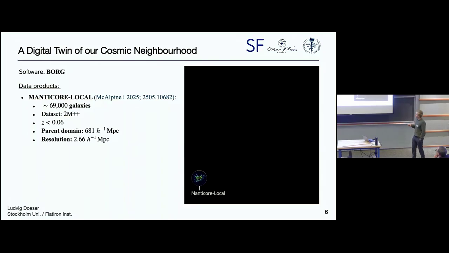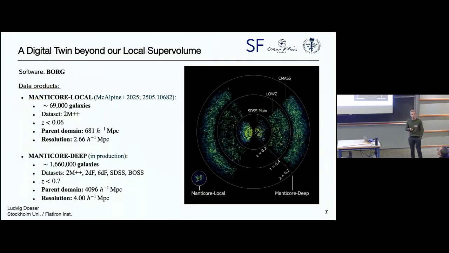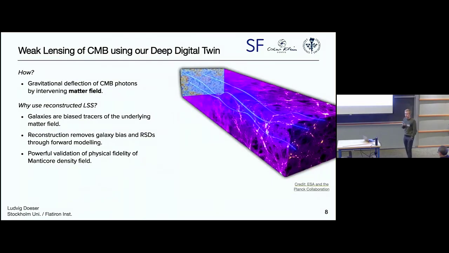So now you might also wonder why I put this Manticore Local dataset in the corner here. That's because I'm currently involved in the next phase of this project, which is the Manticore D project, where we basically scale this up now to roughly 1.66 million galaxies, and using several surveys, up to a redshift of roughly 0.7. This is a huge inference problem where we basically have now a problem at 4 gigaparsec cosmological volume and at a resolution of 4 megaparsec. But what I wanted to talk about, since I'm here at this conference on cross-correlations, I wanted to mention the CMB lensing aspect of this project.